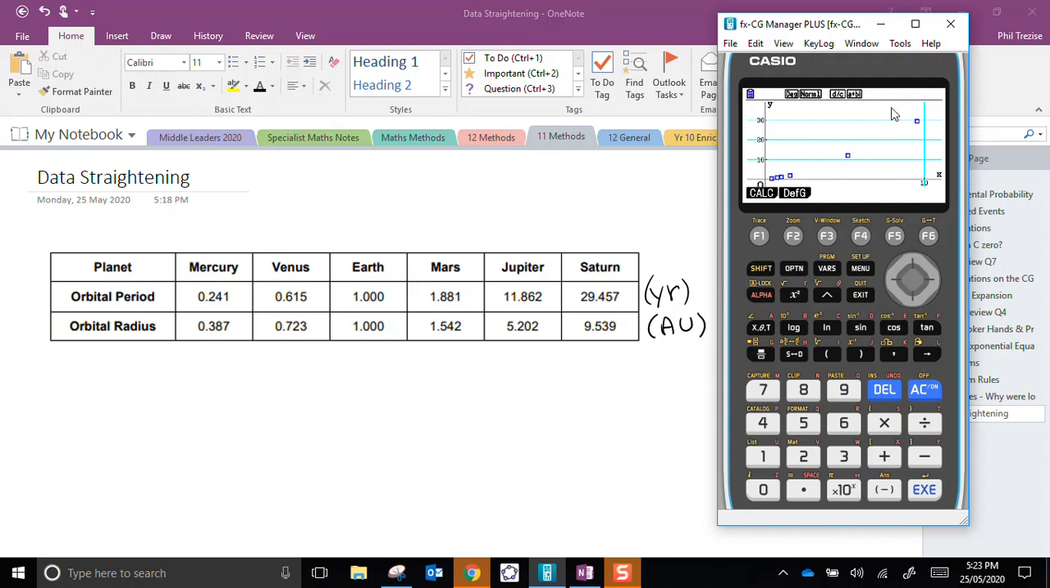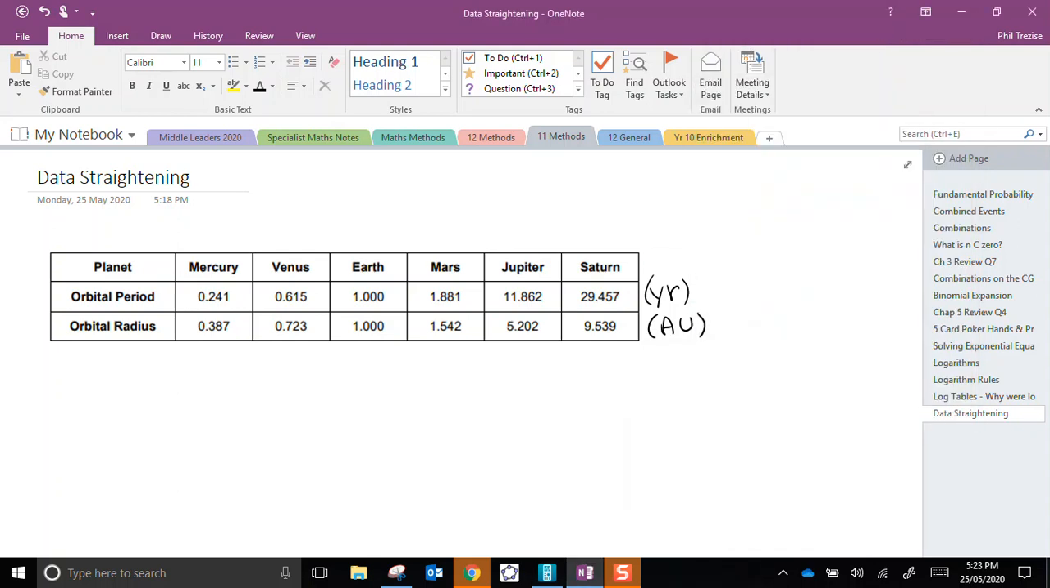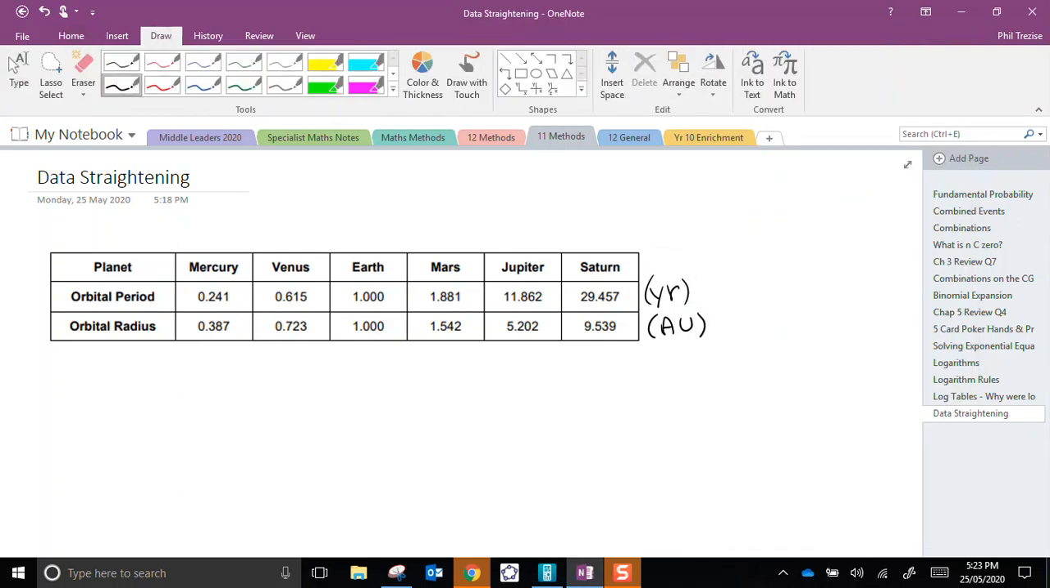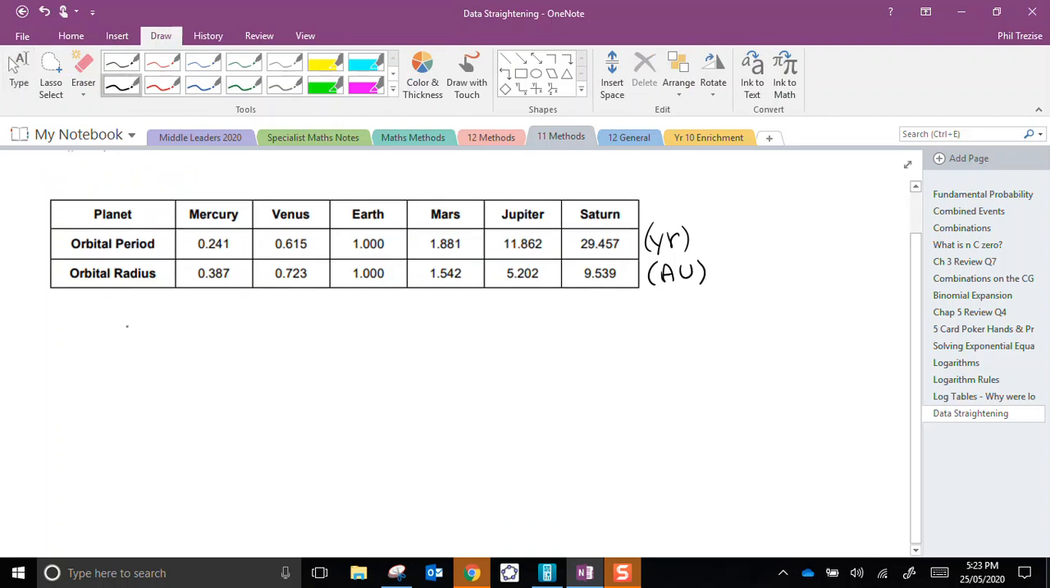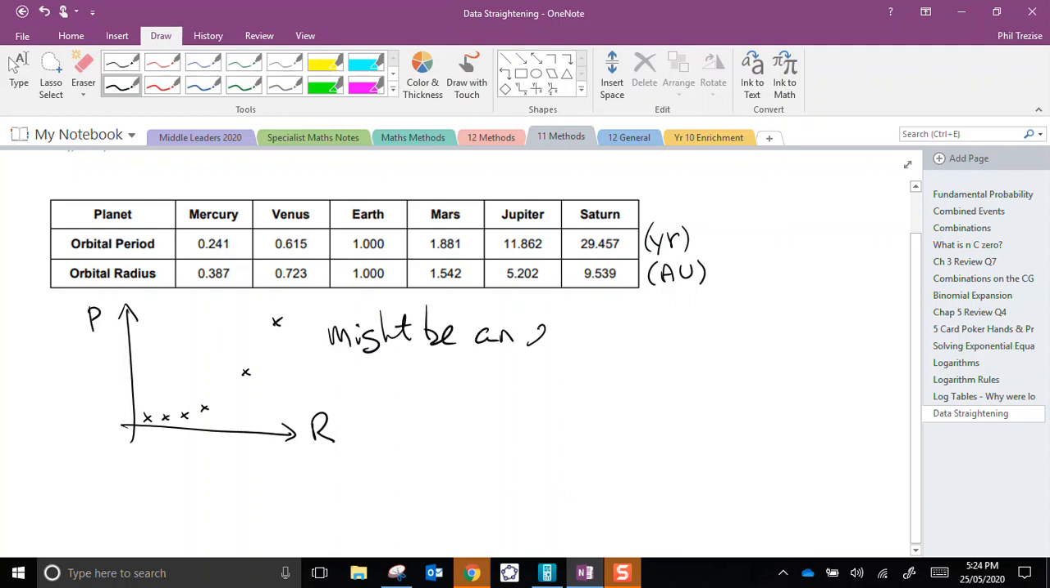So let's do a quick little sketch of that in our notes. It doesn't have to be an accurately drawn plot, but if I did a graph of period versus the orbital radius, the data points were rising slowly and then all of a sudden they jumped up. I might have exaggerated a bit there, but it certainly doesn't look like a straight line. So this might be an exponential function.